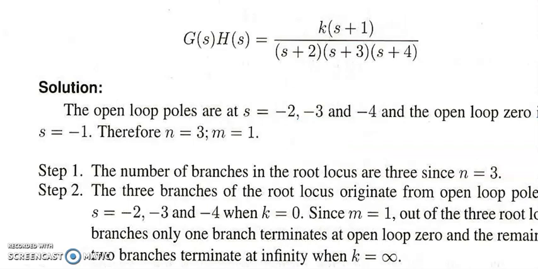Take another example: G(s)H(s) = K(s + 1) / ((s + 2)(s + 3)(s + 4)). The open loop poles are at −2, −3 and −4, and the open loop zero is at s = −1. Therefore, n = 3 and m = 1. The number of branches of the root locus is 3. The 3 branches originate from the open loop poles at s = −2, −3 and −4 when K = 0. Since m = 1, out of the 3 branches only one terminates at the open loop zero and the remaining 2 terminate at infinity.